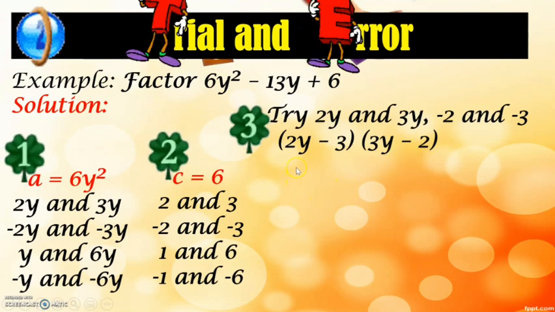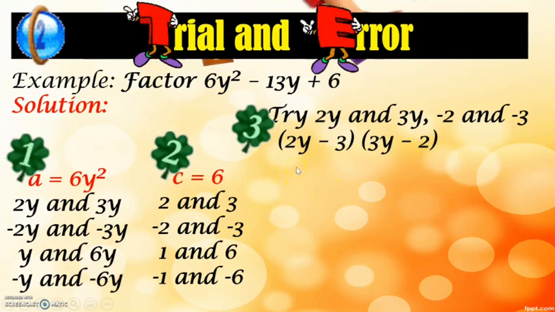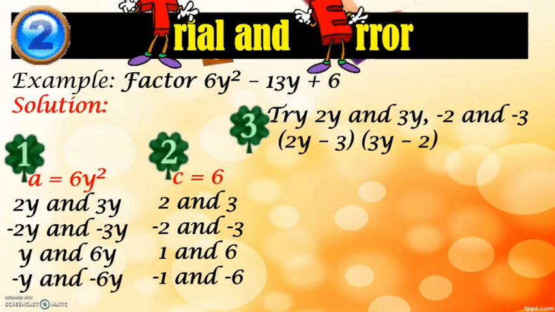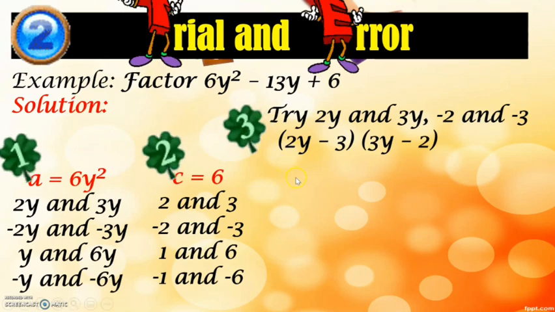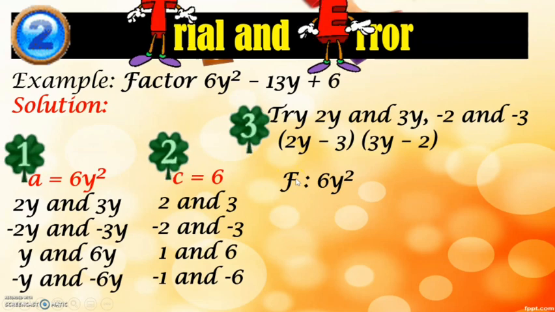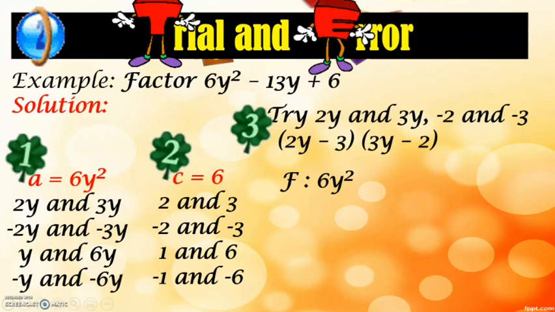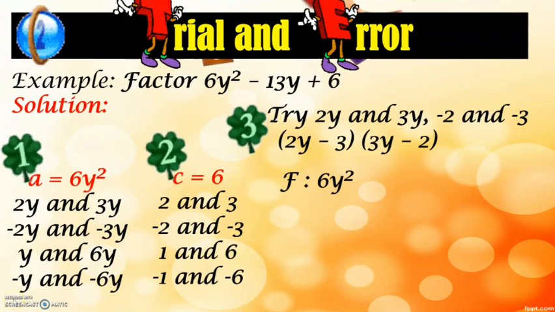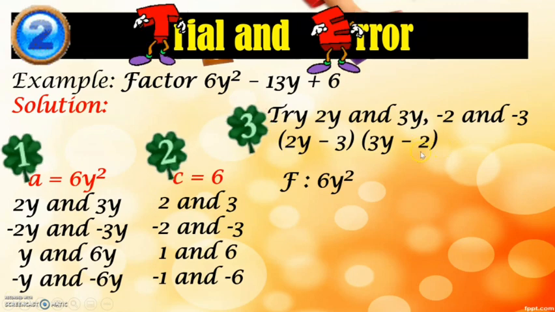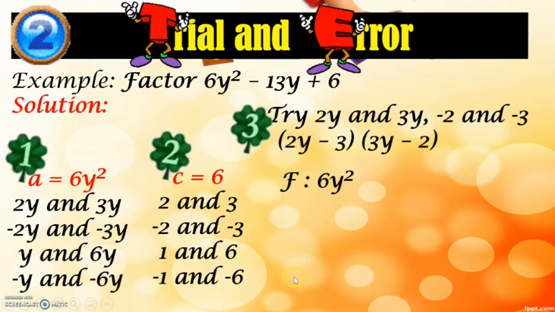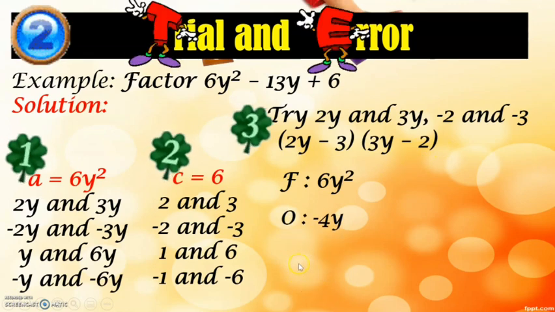By the FOIL method, let's check if we return to the original trinomial. So first term, 2y times 3y is 6y squared. Outer term, 2y multiplied by negative 2 is negative 4y.